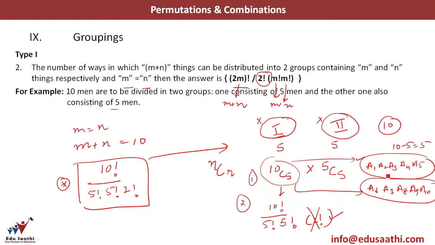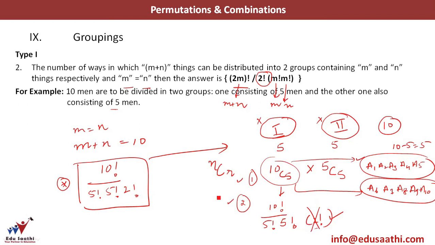So automatically, if I choose these 5 people, the remaining 5 go in the different group, or if I choose these 5 people, the other ones go into the different group. But both these cases 1 and 2 are actually the same. Why? Because I don't have labels for this group. That is why we divide here by 2 factorial.